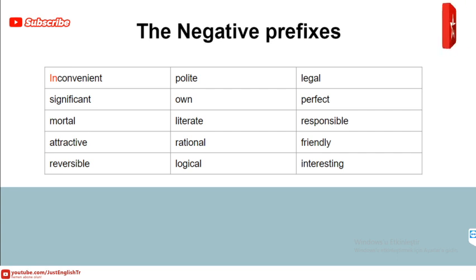If something is inconvenient, then it causes a problem or causes a troublesome situation. Then we have down here insignificant. Significant means important. Insignificant, of course, means not important. Mortal, well, mortare means death. If someone is mortal, then they are likely to die. Vampires and other mythological creatures are considered to be immortal in the sense that they live forever.